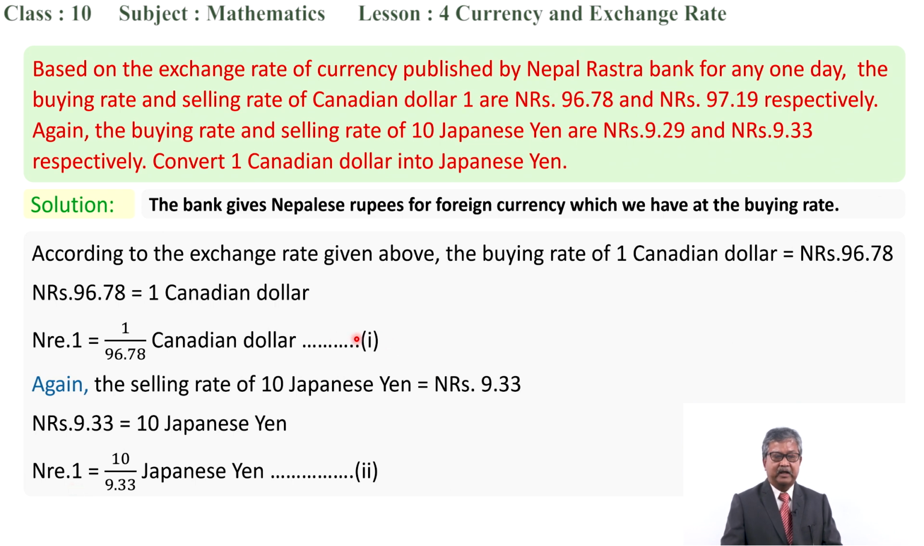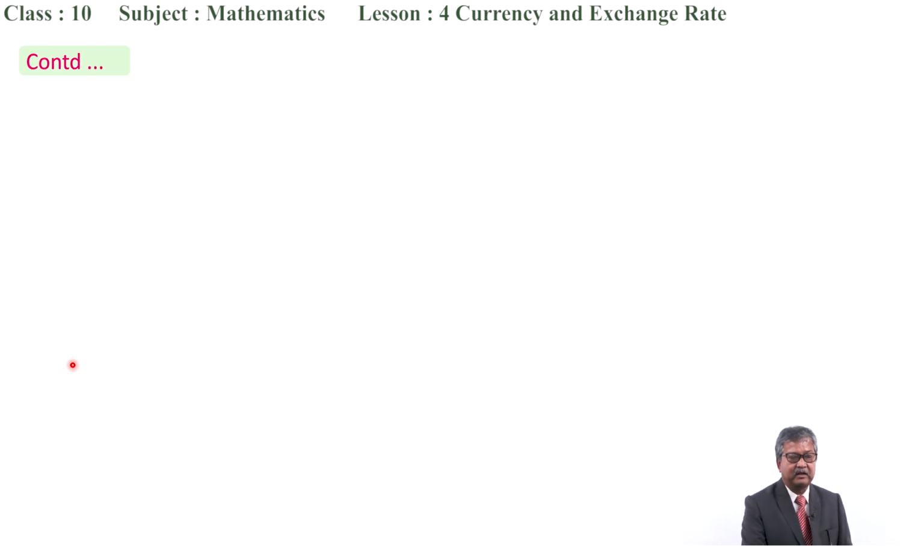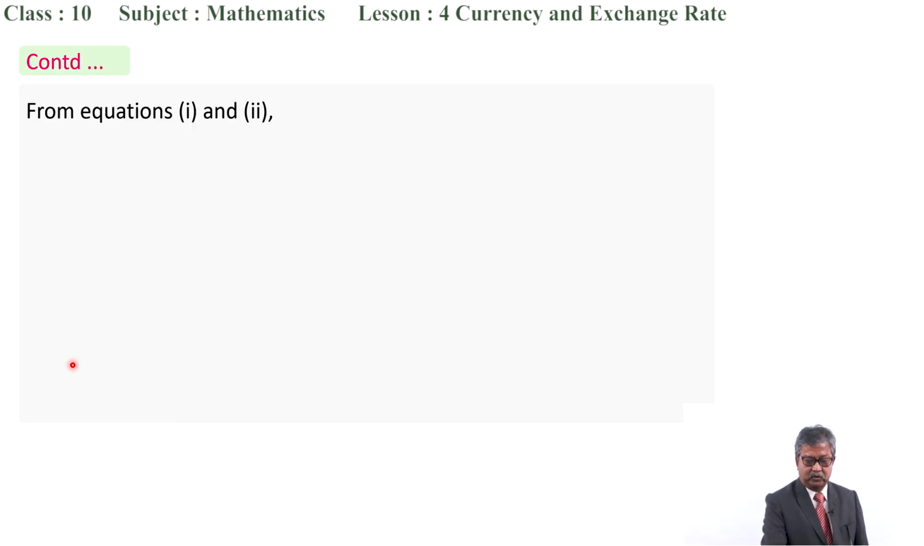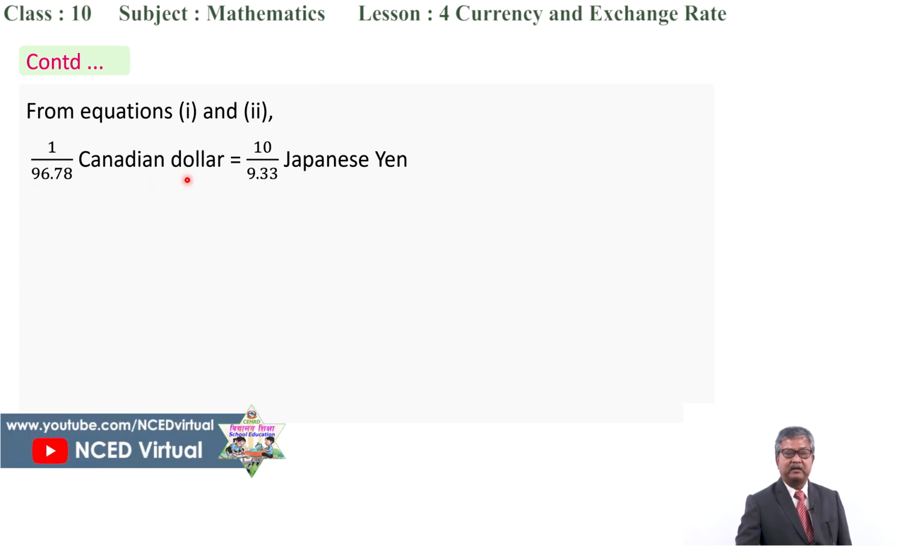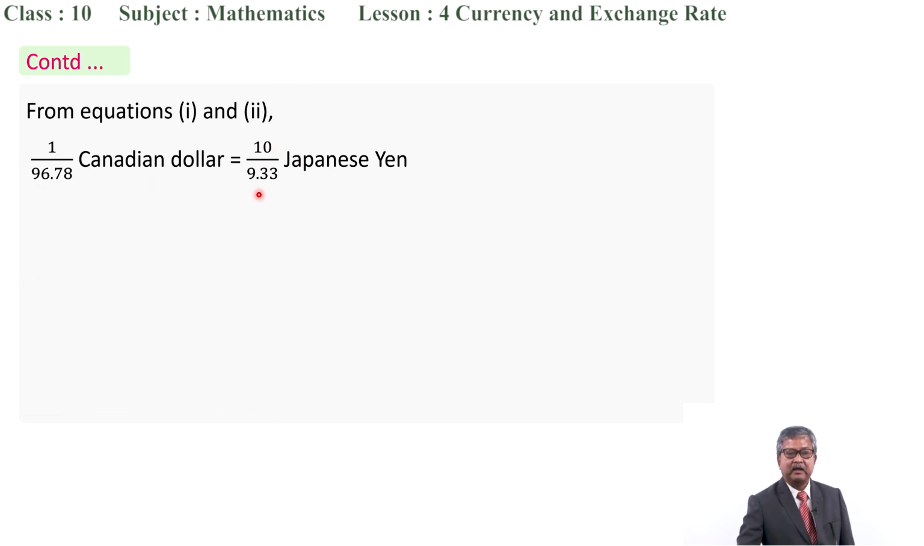Yes? Yes. So that's why from these two we can say that 1 upon 96.78 Canadian dollar is equal to 10 upon 9.33 Japanese yen, because both are the value of 1 Nepali rupee. So from equation 1 and 2, 1 by 96.78 Canadian dollar is equal to 10 by 9.33 Japanese yen. But how many Canadian dollars are we going to exchange with Japanese yen? 1 Canadian dollar, isn't it?